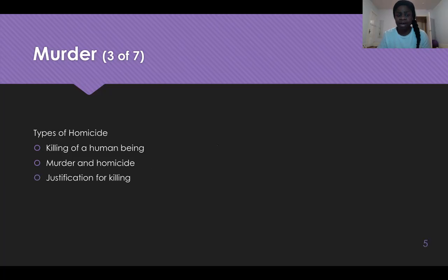Let's go into the types of homicide in regards to murder. Homicide specifically is the killing of a human being, which most of you should know. All homicides are not murder. A murder, or a criminal homicide, is the killing of a human being without justification. A justification would be self-defense or a law enforcement agent killing someone in the performance of his or her duty to prevent harm to himself or herself or others.